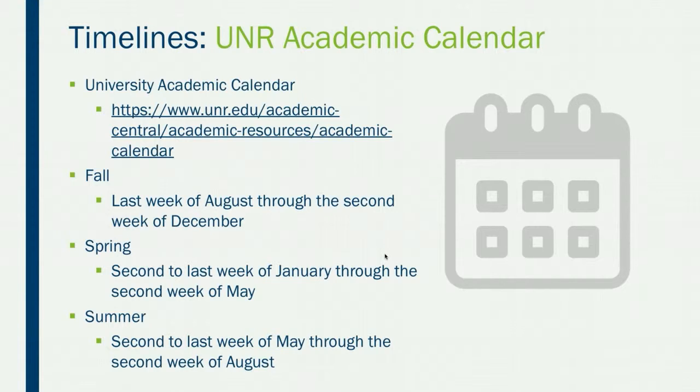So the fall semester is about the last week of August through the second week of December. The spring semester is the second to last week of January through the second week of May. And summer is the second to last week of May through the second week of August. And that's true for undergraduate and graduate students. Although I will make the caveat that our in-person MPH students tend to do their internships over the summer semester only. So if you want an in-person MPH student, you have to make sure you're prepared for that particular semester. And I'll tell you a little bit more about that.